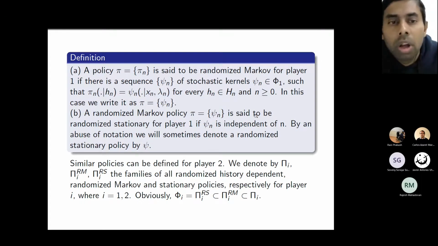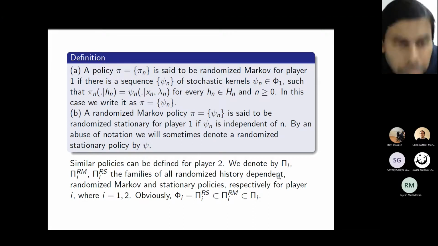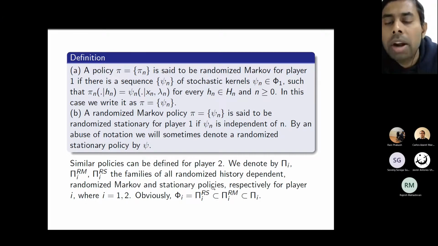A randomized Markov policy is said to be randomized stationary for player 1 if psi n is even independent of n. So it doesn't depend on the time, it only depends on the current state and the remaining reward level. In that case, you say it is a randomized stationary policy. I have defined all this for player 1; similarly, you can define it for player 2. I will denote by capital Pi i RH, Pi i RM and Pi i RS the families of all randomized history dependent, randomized Markov, and randomized stationary policies for player i, where i is 1 for player 1 and i is 2 for player 2.